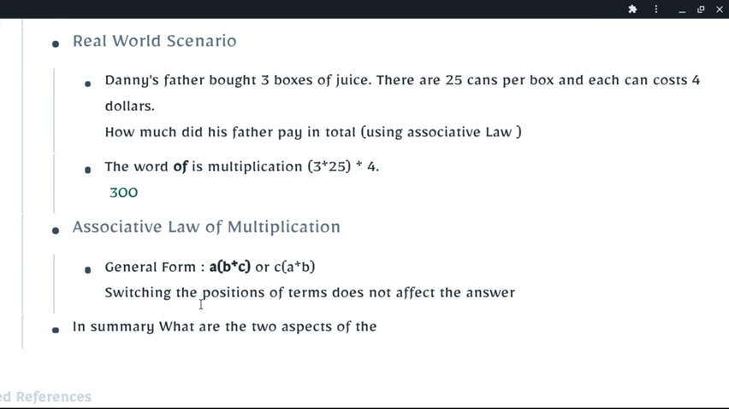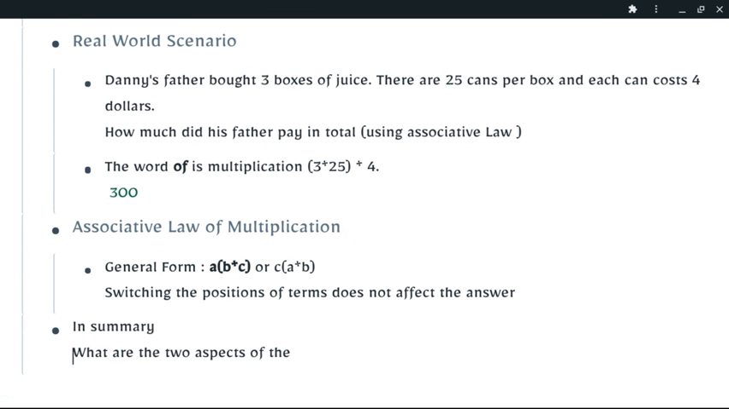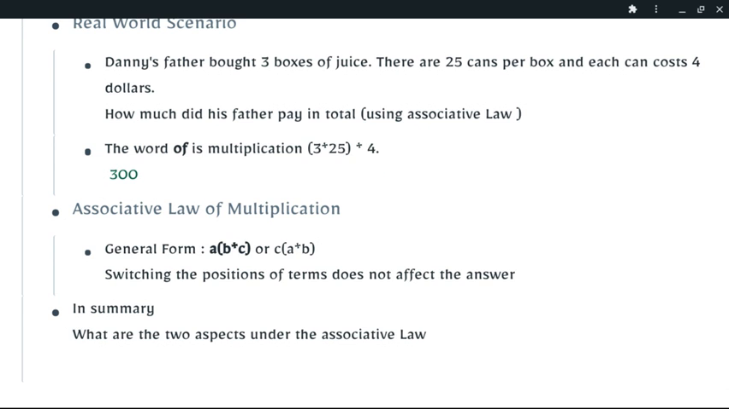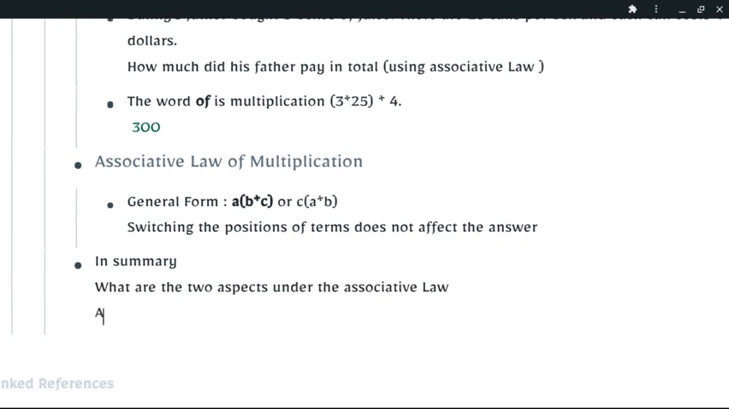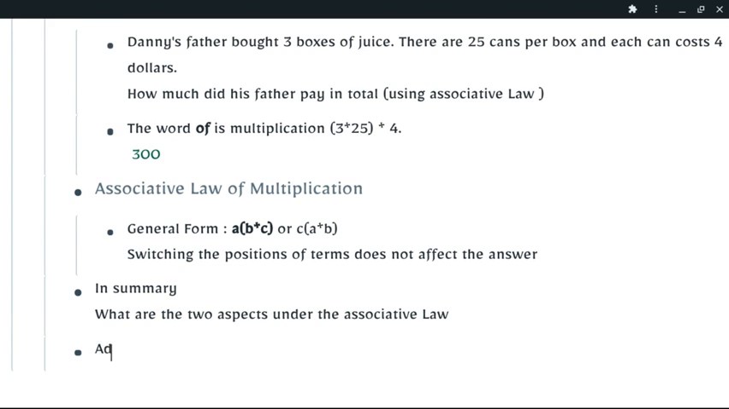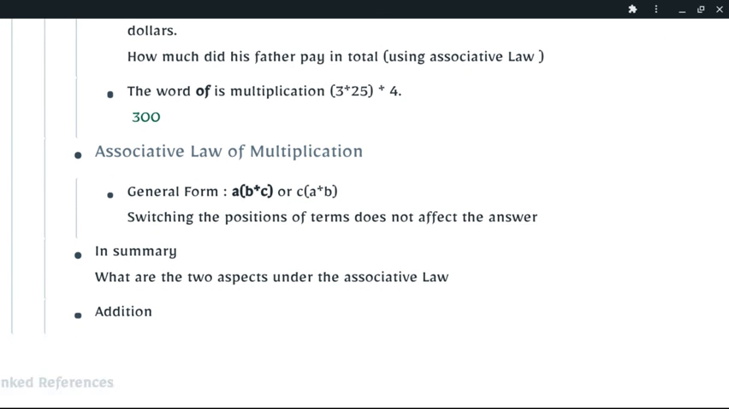Okay. So in summary, what are the 2 aspects under the associative law? Let me give you the first one. It was addition. What was the second one? So the first one was addition. Multiplication. Right. But I want you to help me now. What is the general form for addition? Go back in your notes. Tell me the general form using A, B, and C.